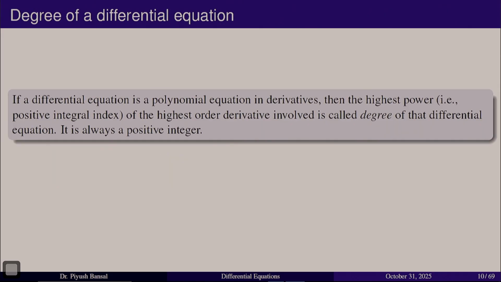Now, the next definition is the degree of a differential equation. If a given differential equation is a polynomial equation in derivatives, this is important here, in derivatives.